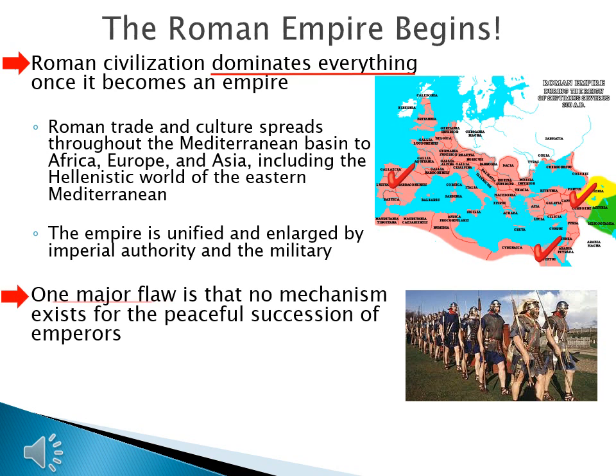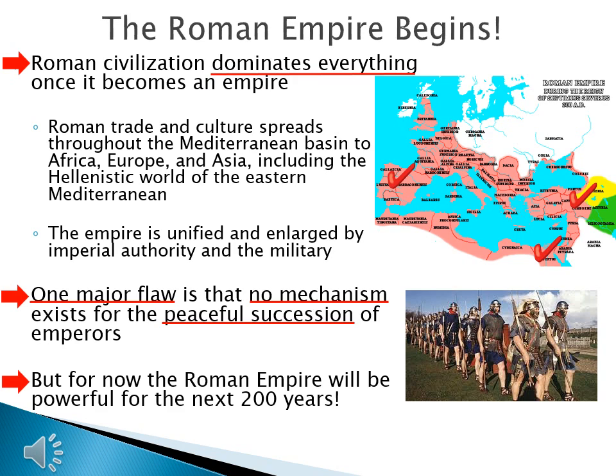There is one major flaw, which is that no mechanism exists for the peaceful succession of emperors. There is no way to get a new person in there without there being some sort of a political or even bloody fight. But for now, the Roman Empire will be powerful for the next 200 years. For the rest of civilization, don't mess with Rome.